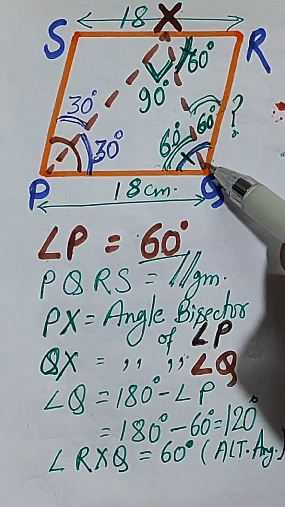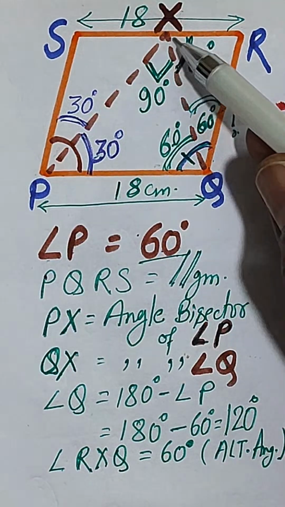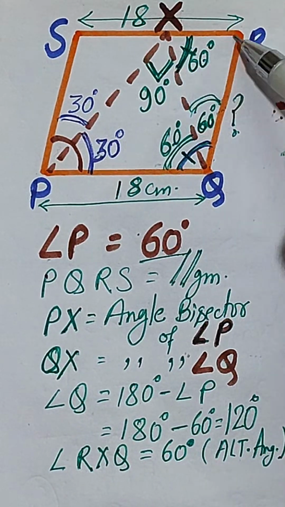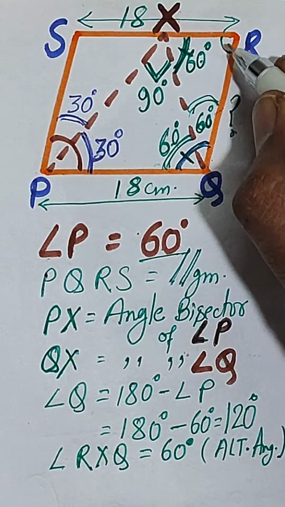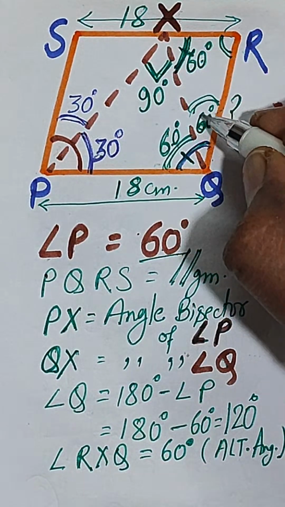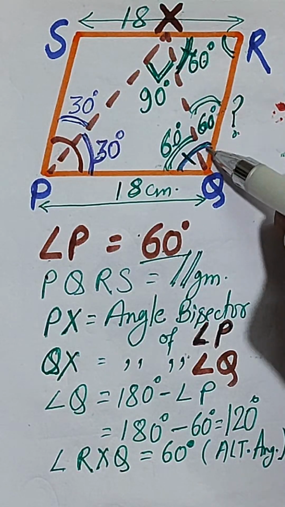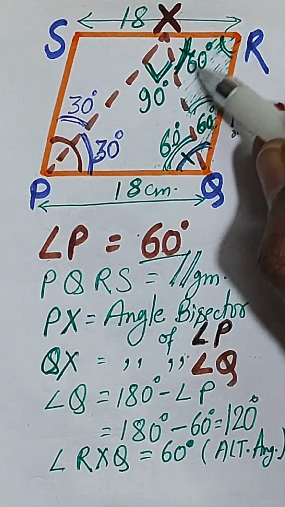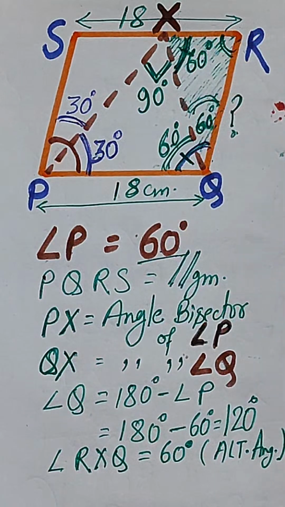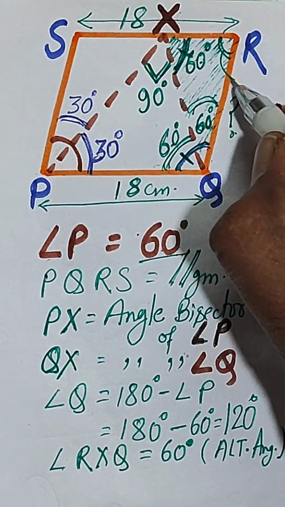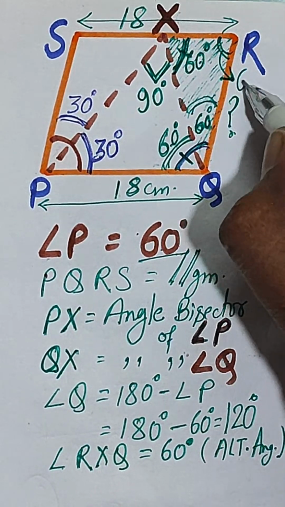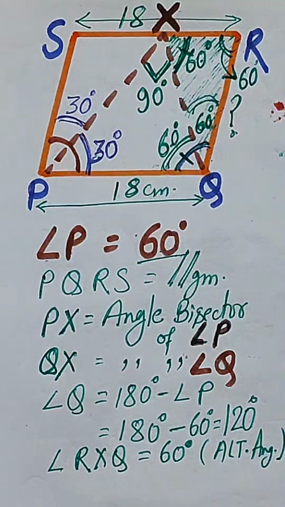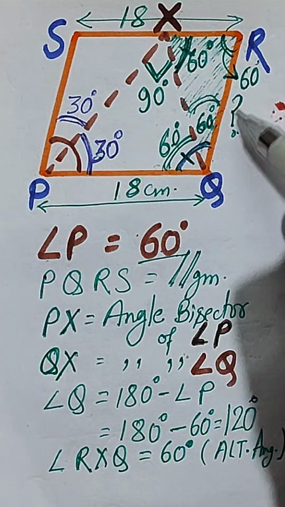So we can say that triangle QXR is an equilateral triangle, because this is 60, this is 60, then the third angle will also be equal to 60, because the sum of all the angles of this triangle is 180 degrees. So for this triangle, angle R is calculated as 60, right?